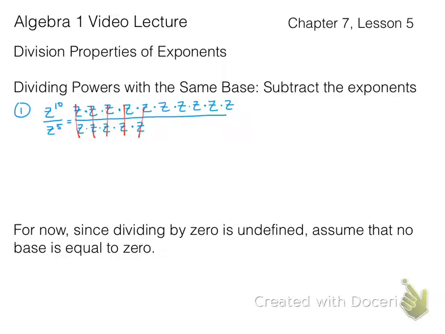Well, again, the fast way to do this would be to say, all right, I've got 10 Z's divided by 5 Z's. Well, that's the same as Z to the 10th minus the 5th, which is Z to the 5th. So again, you don't have to write things out in expanded form as long as you can subtract the exponents of the bases that are the same.